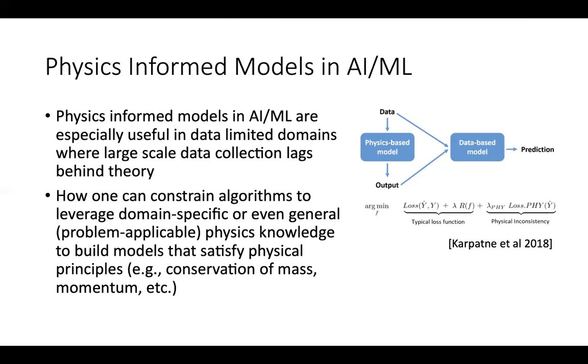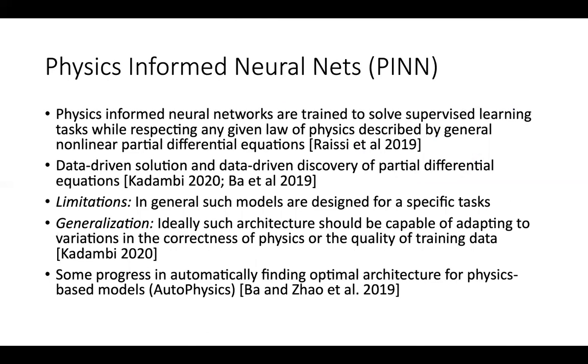These models are especially useful in data-limited domains where large-scale data collection lags behind theory. So the problem is how can we use or constrain algorithms to leverage domain-specific physics knowledge, which satisfies certain principles, for example, conservation of momentum or conservation of mass, and so on and so forth. Which brings us to work on physics-informed neural networks, where the idea is that we use these for the classical tasks that we use neural nets for.